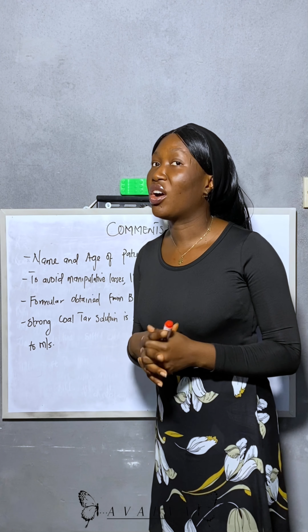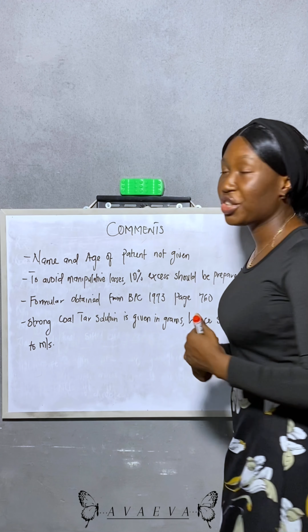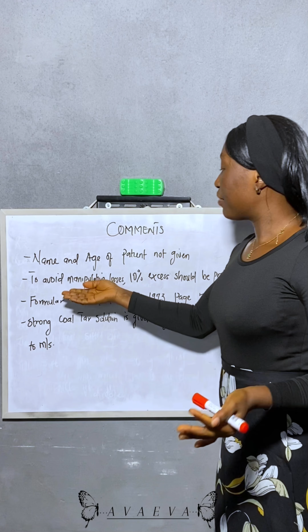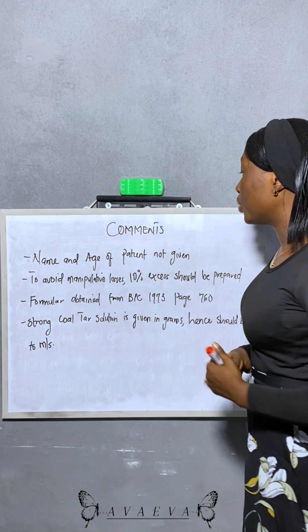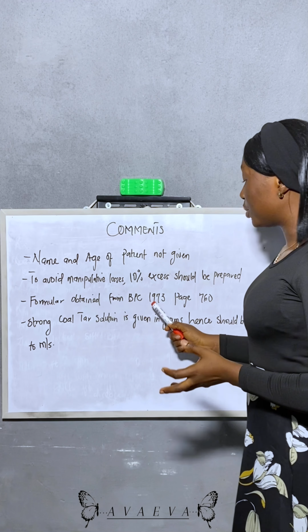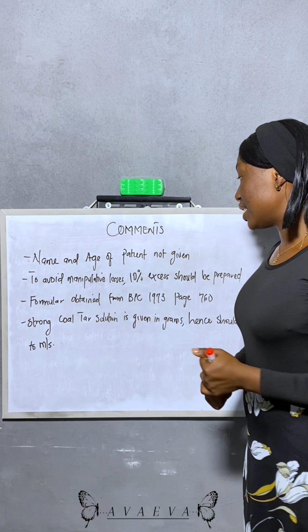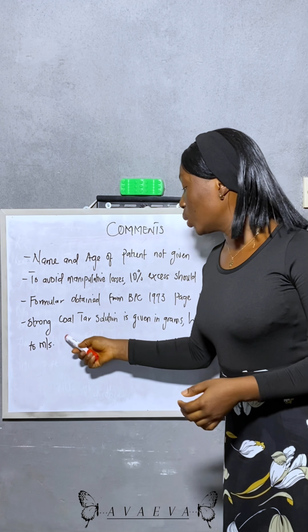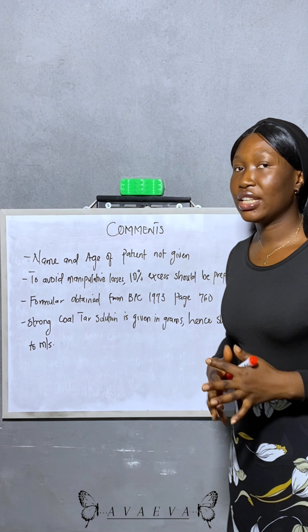And these are our comments for this question. We have the name and the age of the patient not given. To avoid manipulative losses, 10% excess should be prepared as usual. Then we have formula obtained from the BPC 1973, page 760. And finally, strong coal tar solution is given in grams, hence should be converted to mils.